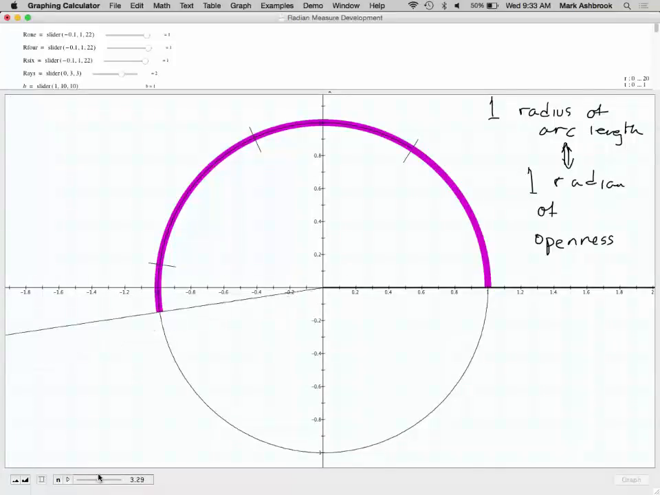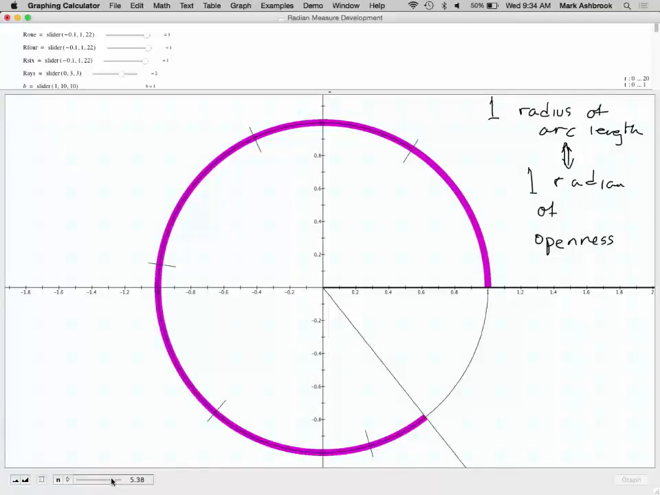Whoa, come back. Wow. There's 3. This is the example we did last time. 3 radius lengths, openness of 3 radians. So then we can keep going around the circle, and every time there's a tick there, it's a whole number of radius lengths. So 1, 2, 3, 4, 5, 6. All the way around the circle is something like 6.25 radius lengths.